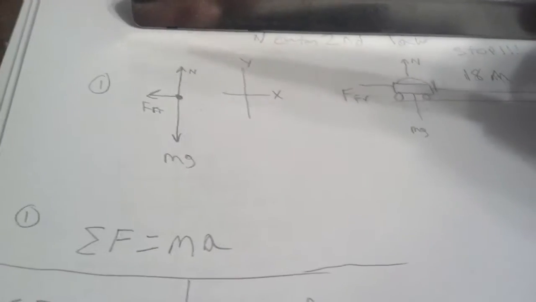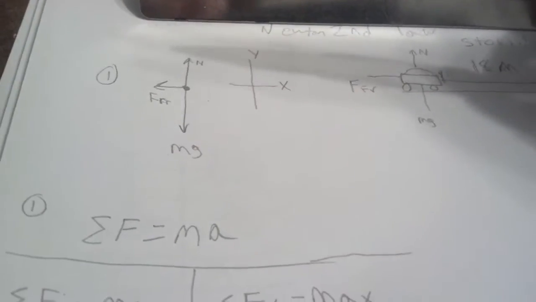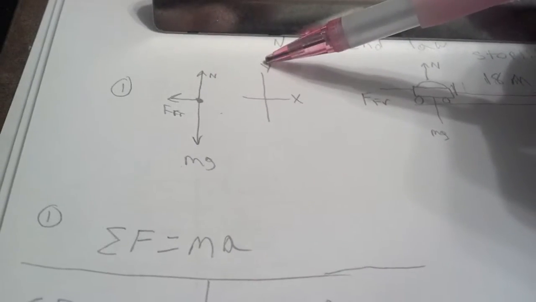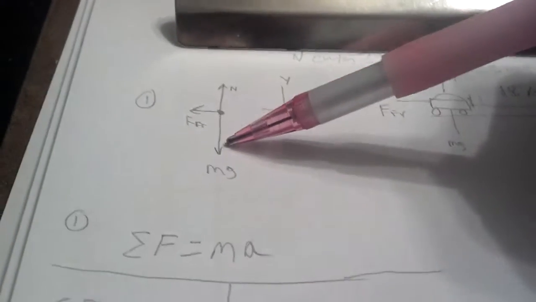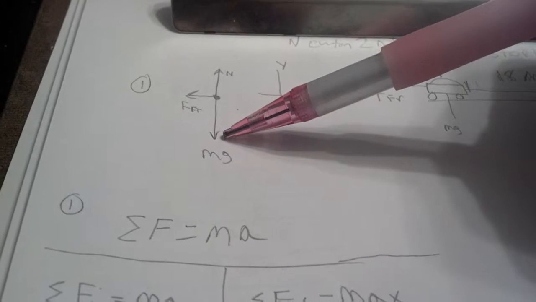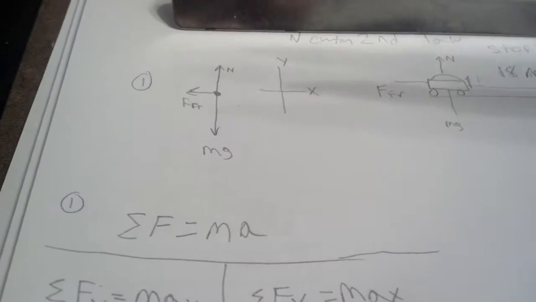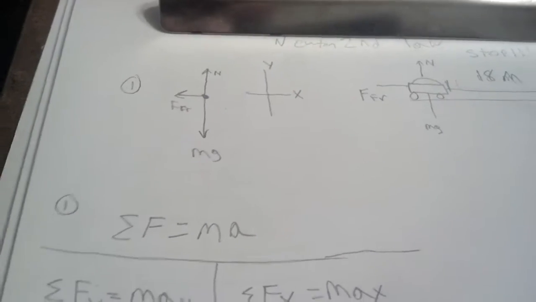So we take our free body diagram of the car, and we have the normal force going in the positive y, the mass of the car and the gravity going in the negative y, and then we have the friction force in the negative x direction.